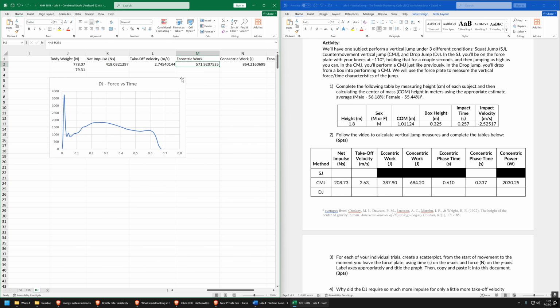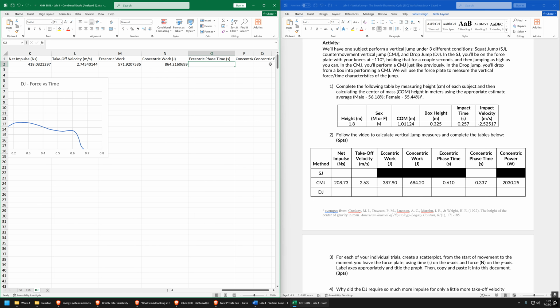So I had to resist in going down 571 joules of work. There's 571 joules of work done on my muscles, so to speak. And then for concentric work, I had to force up from that position, generate a whole bunch of force and work up to move my center of mass up. And it makes sense that it's more than this, otherwise I would not jump up.